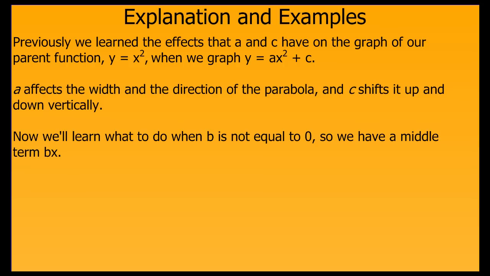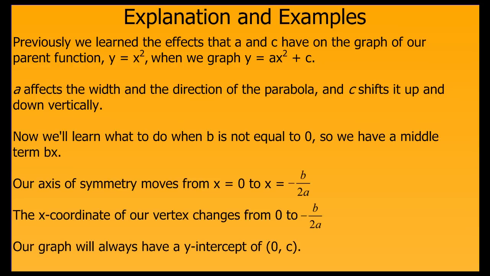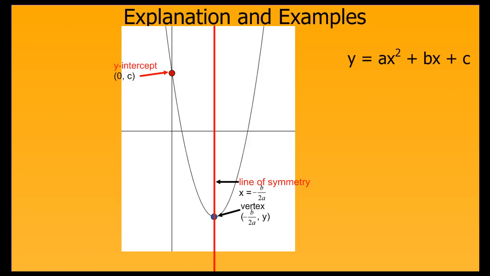Now we'll learn what to do when b is not equal to 0, so we do have a middle term, bx. In that case, our axis of symmetry moves from x equals 0 to x equals the opposite of b over 2a. The x-coordinate of our vertex changes from 0 to the opposite of b over 2a. And our graph will always have a y-intercept of (0, c). Here's a diagram illustrating the y-intercept at (0, c), the vertex at the opposite of b over 2a, and the line of symmetry at the line x equals the opposite of b over 2a.